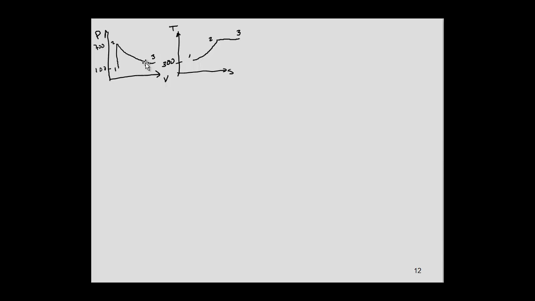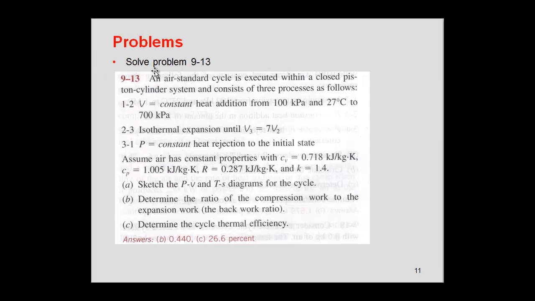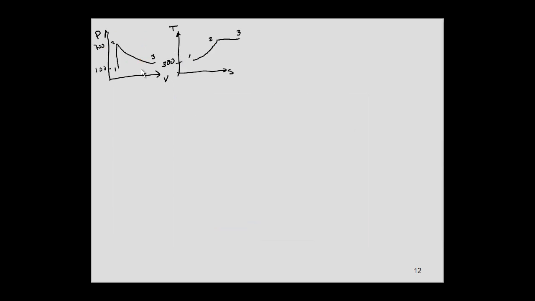And at the end, we have constant pressure heat rejection. So that means that this line, imagine that this is a constant pressure line, right? And this line will have a different slope to the original state.